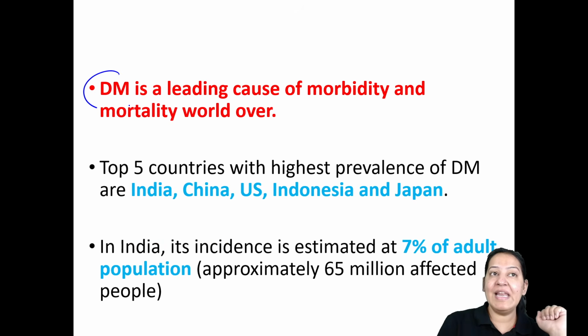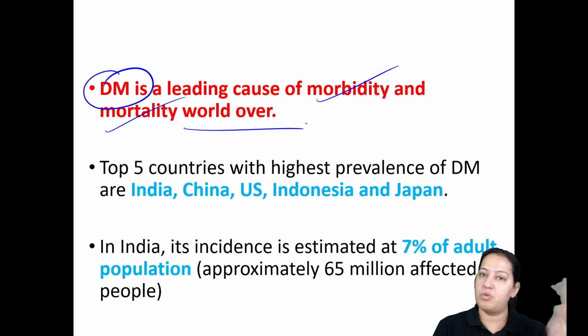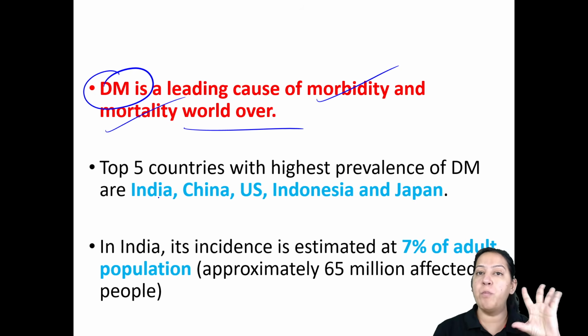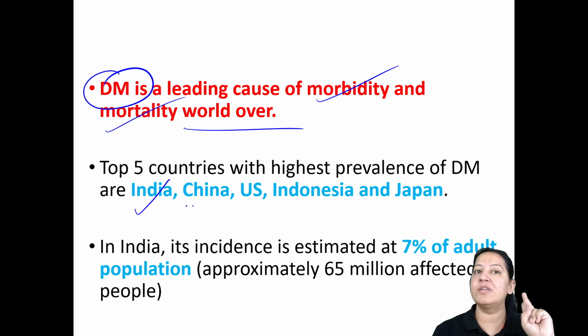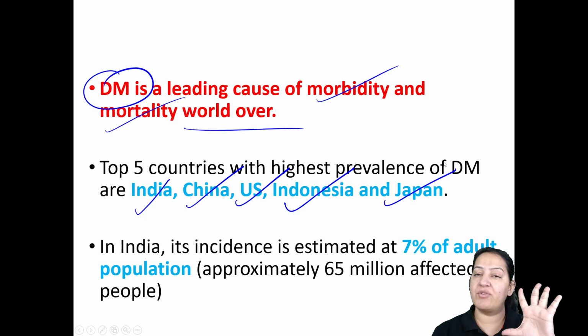Now, diabetes is the leading cause of morbidity and mortality throughout the world. These are the 5 topmost countries in the world which have the highest prevalence of diabetes. Number 1 is India, number 2 is China, then US, then Indonesia, then Japan. These are the 5 countries in the world which have the highest prevalence of diabetes.